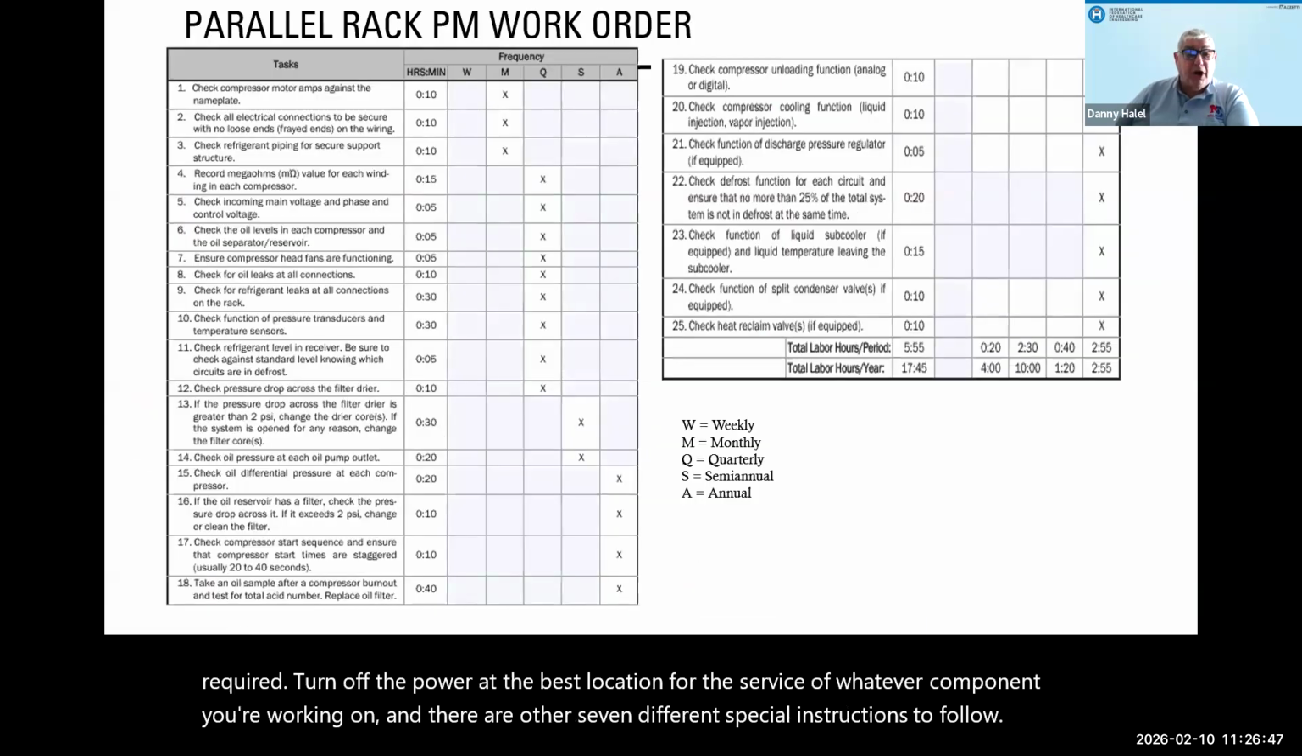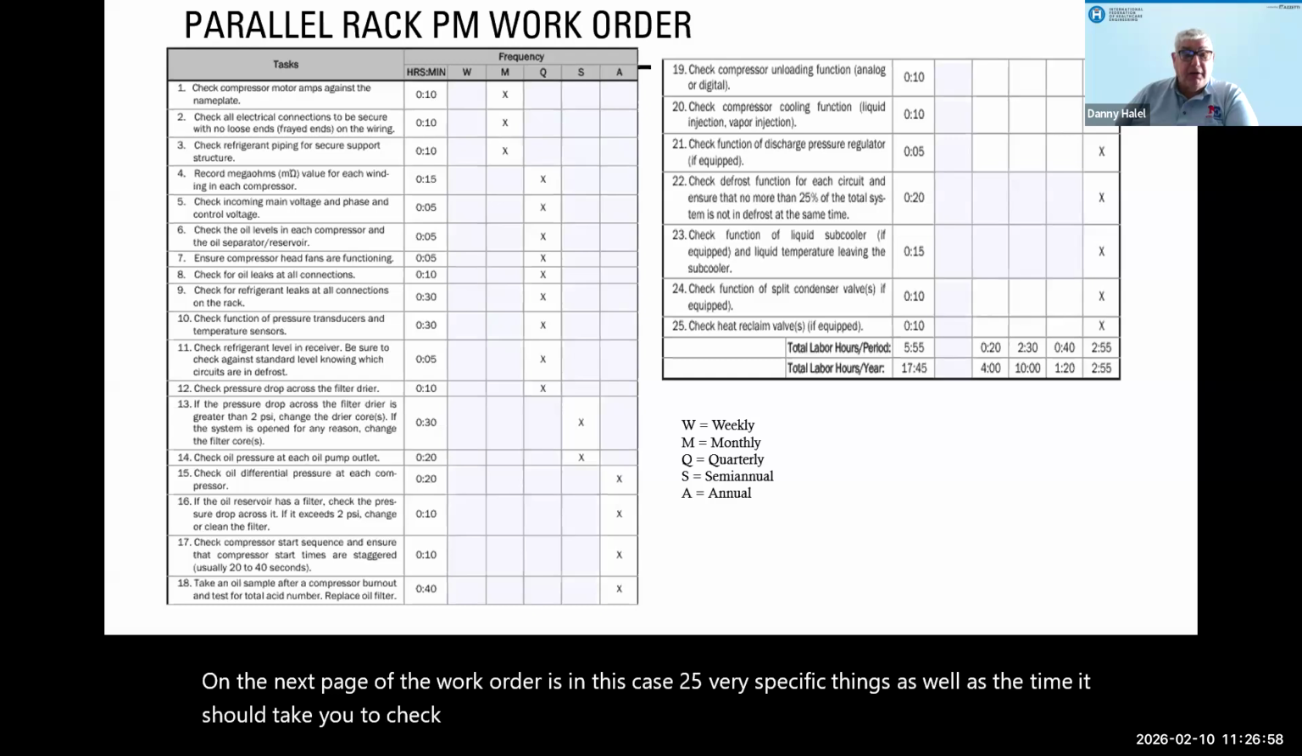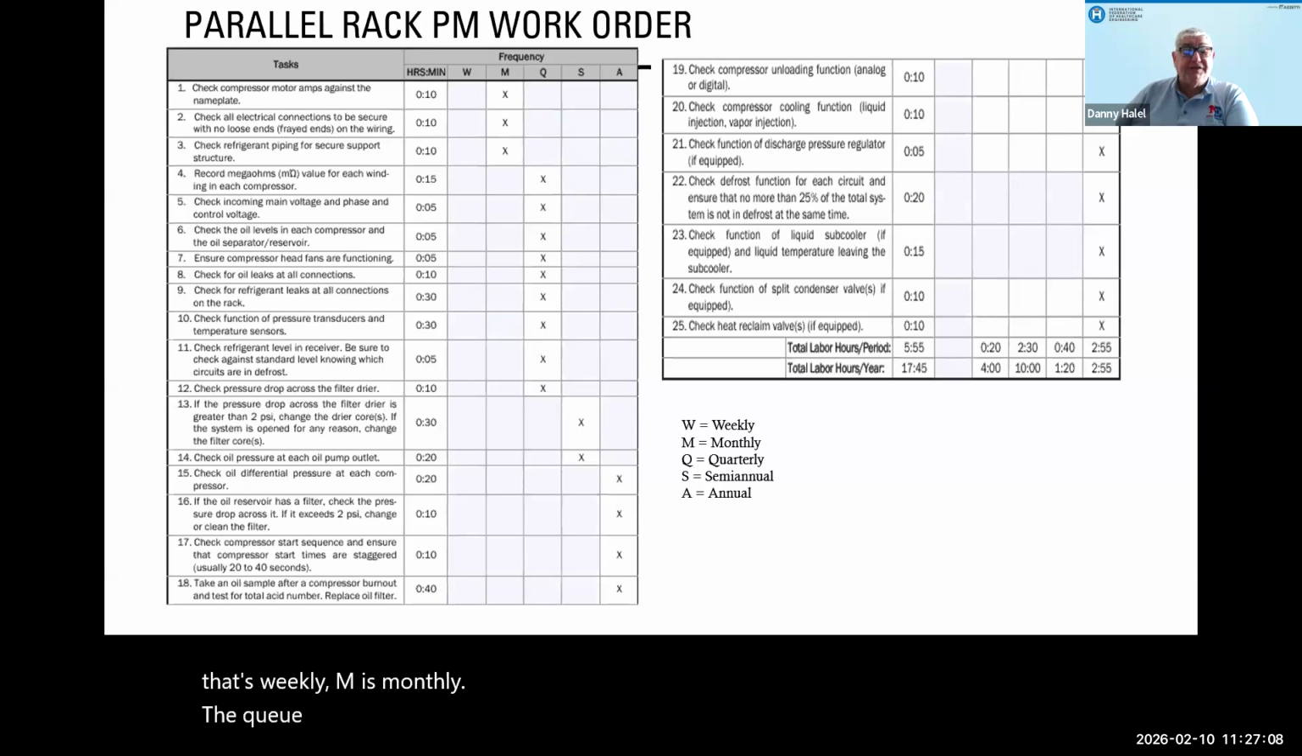On the next page of the work order is, in this case, 25 very specific things, as well as the time it should take you to check these things. So this first one here is done monthly. If it's under W, that's weekly. M is monthly. Q is quarterly. S is semi-annually, and A is annually.